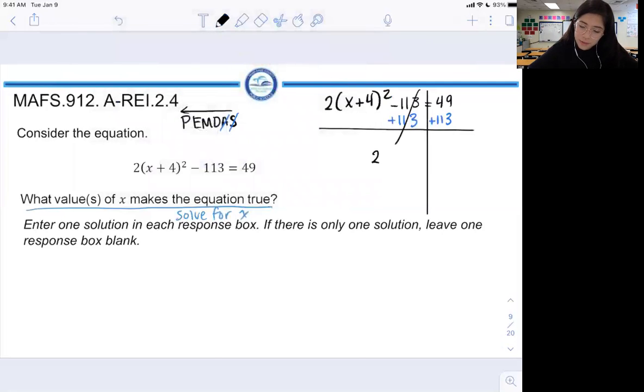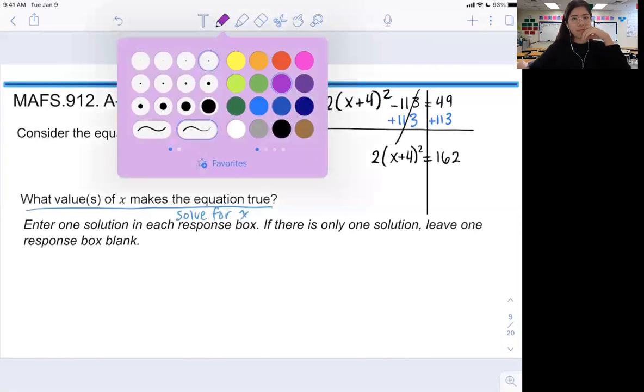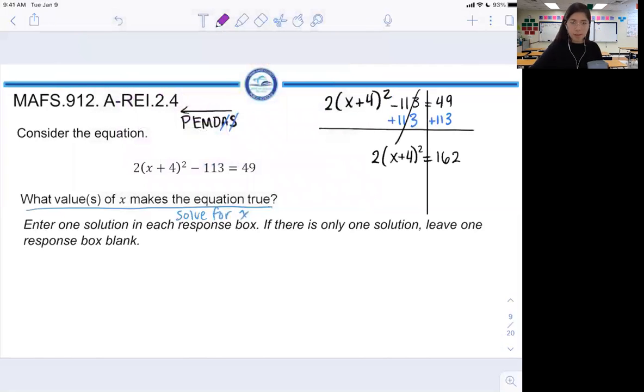All right, so I'm left with 2 times (x plus 4) squared. And what do I have here? 49 plus 113 is 162. Okay, now what should I do next? Then we divide by 2. When you divide by 2, it eliminates that, and I'm left with (x plus 4) squared. What's 162 divided by 2? 81.